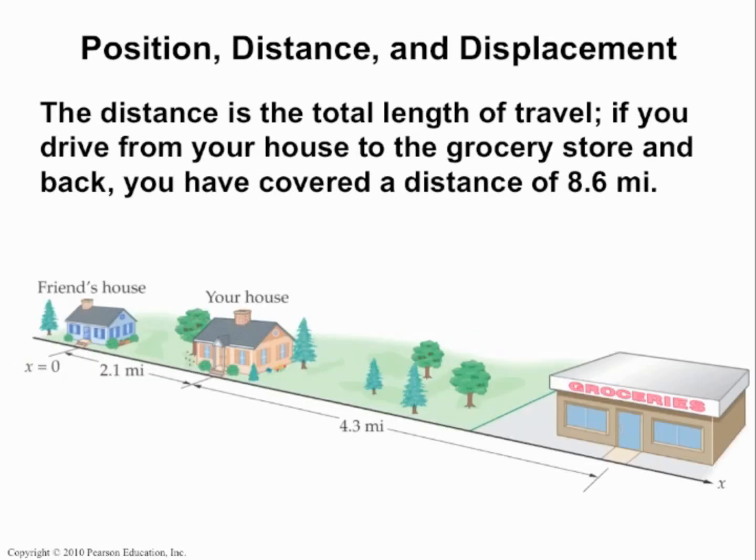The distance is the total length of travel. So if you drive from your house to the grocery store and back, you have covered a distance of 8.6 miles. So let's trace that out. You drive from your house to the grocery store and back. That's 4.3 there, 4.3 back, which is 8.6 miles. Total distance of 8.6 miles.